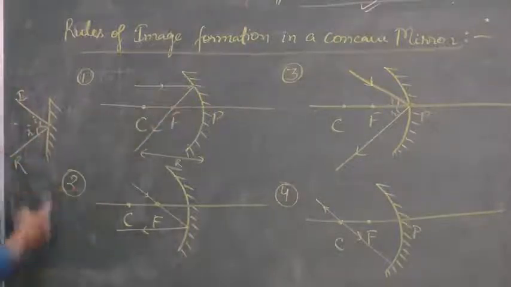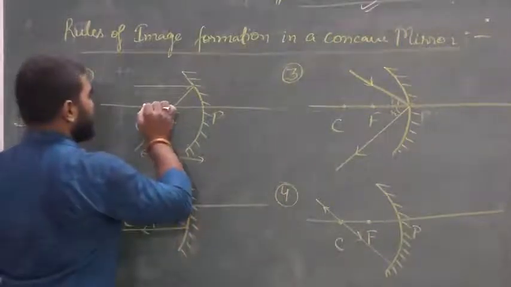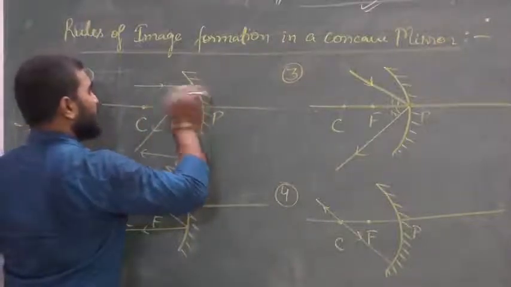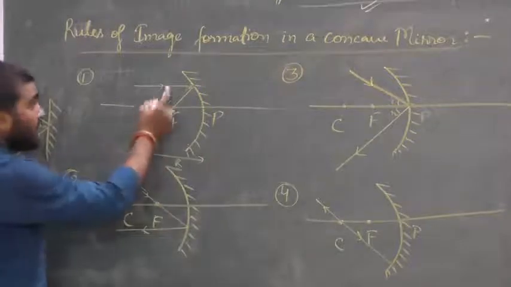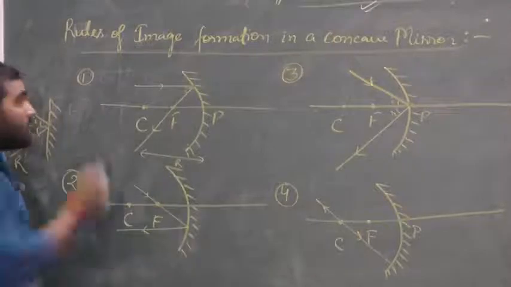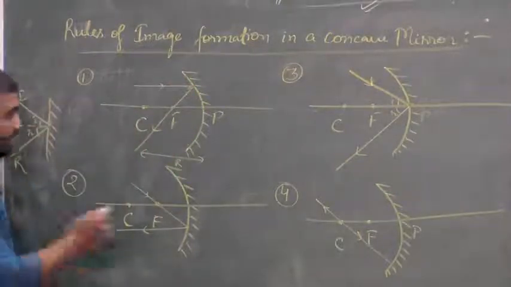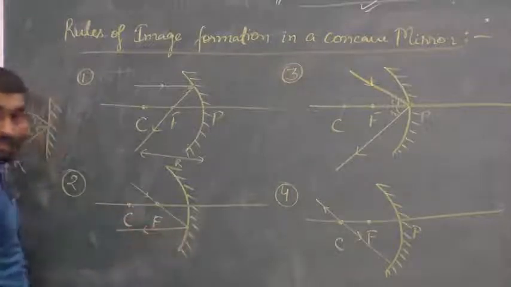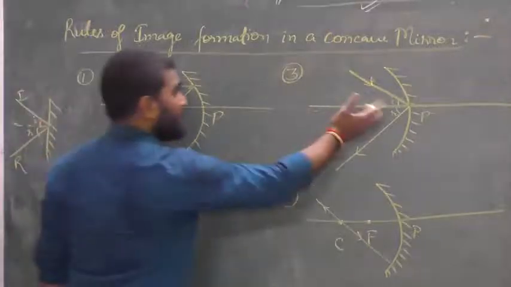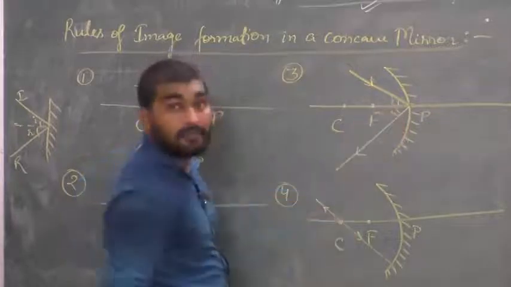So in this case also we are going to draw this normal, this imaginary line. As we know, the line from the center of curvature to this point of incidence will be perpendicular. So now you can see here the angle of incidence is equal to the angle of reflection. So in the first rule, the law of reflection is followed. In the same way, here also the law of reflection is followed, meaning the angle of incidence is equal to the angle of reflection. In the third rule it is clear, the angle of incidence is equal to the angle of reflection.